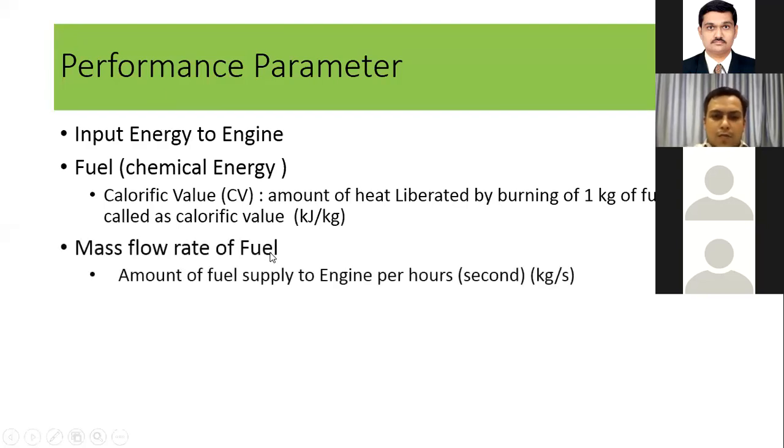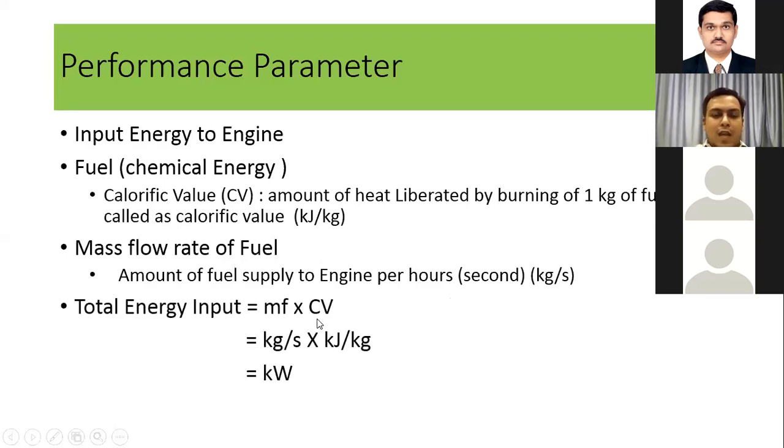Now we go for the mass flow rate of the fuels, because it is a mass basis equation. So we need to go with some mass. We need to multiply it with the mass. So the amount of fuel supplied to the engine per hour is multiplied with that. So our total energy input is m f into CV.